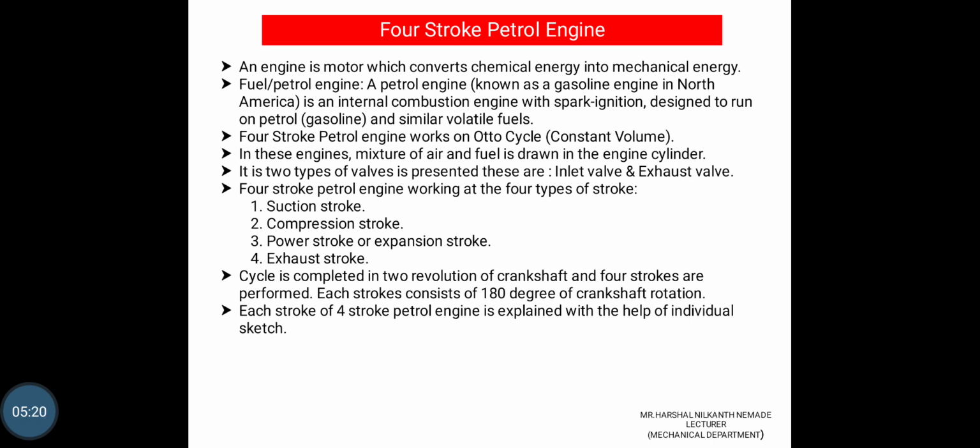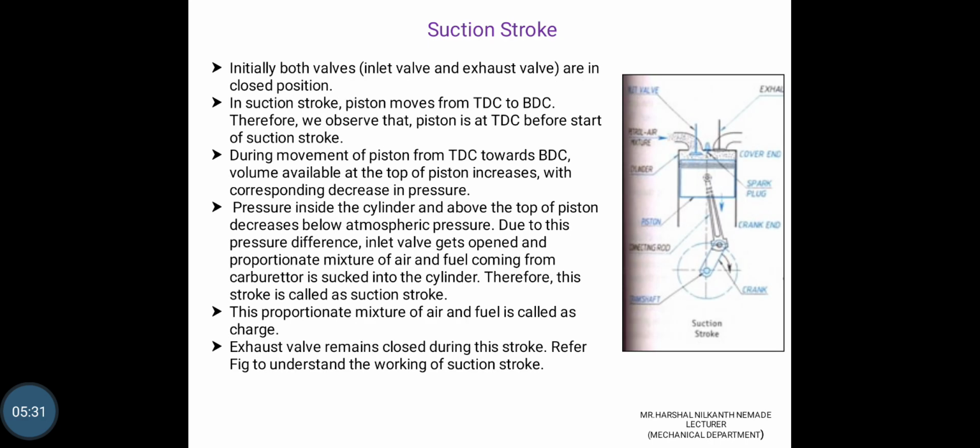In the suction stroke, what happens? The piston moves from TDC to BDC. At that time there will be a pressure drop inside the cylinder. Due to the pressure drop, the inlet valve opens, and the air fuel mixture is sucked from the carburetor and gets inside the cylinder. As the piston moves to BDC, the inlet valve will get closed. Slowly the piston will start moving in the upward direction.